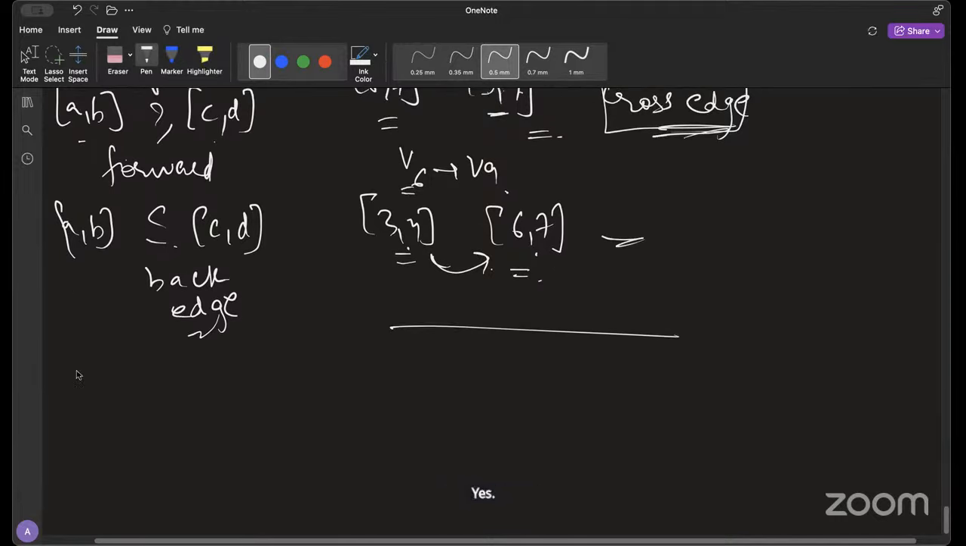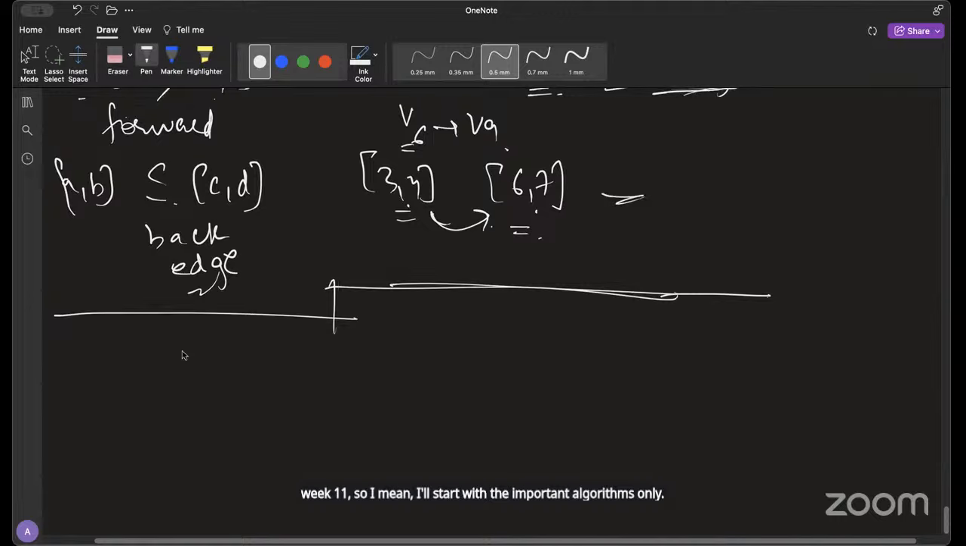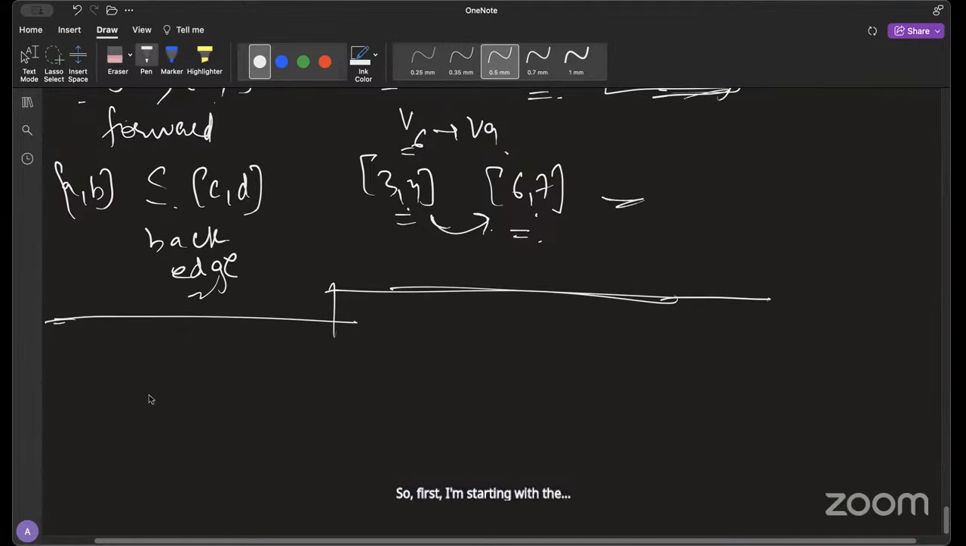Yes, ma'am. So these are how you identify the edges. And then next up we have week 11. So I'll start with the important algorithms only. First I'm starting with the easier ones for finding the minimum cost spanning tree. The minimum cost spanning tree is basically, let's just say that you have a graph in this way.